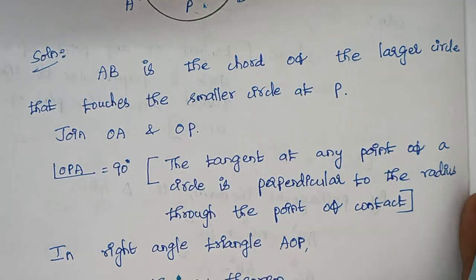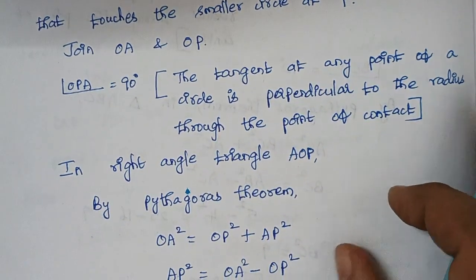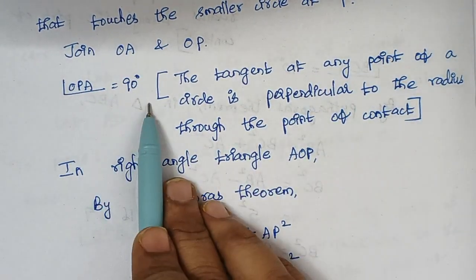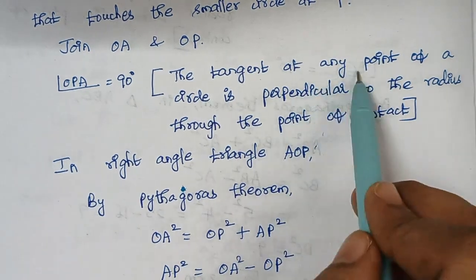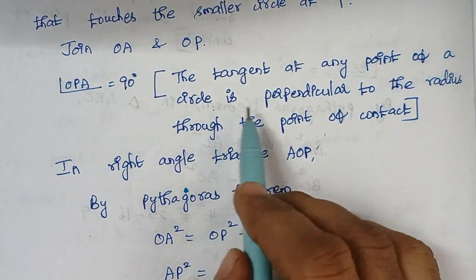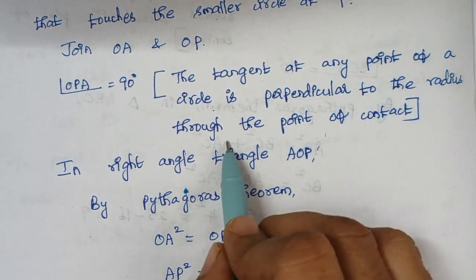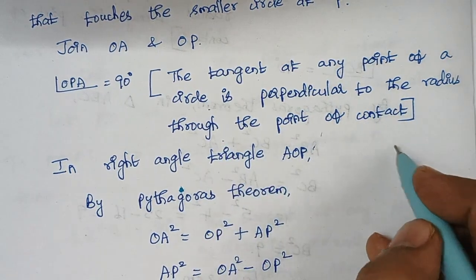So just write down the things, whatever we have said. OPA equal to 90 degrees, because the reason is the tangent at any point of the circle is perpendicular to the radius through the point of contact.